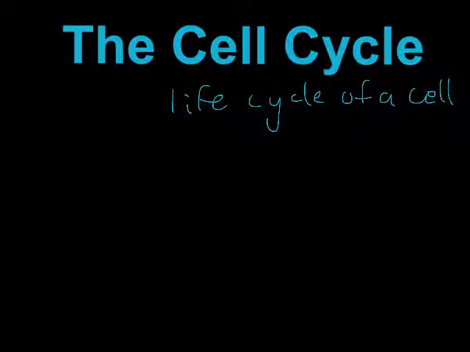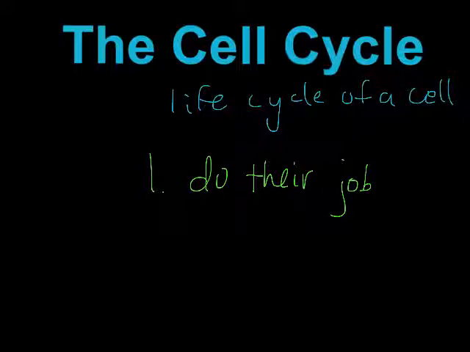So, all cells have two purposes. Purpose number one of a cell is to do their job. What that means is if they're a heart cell, they should be a heart cell. If they're a liver cell, they should probably be a darn good liver cell. If they're a blood cell, they need to be a blood cell. Their goal is to be the best they can be at their job.